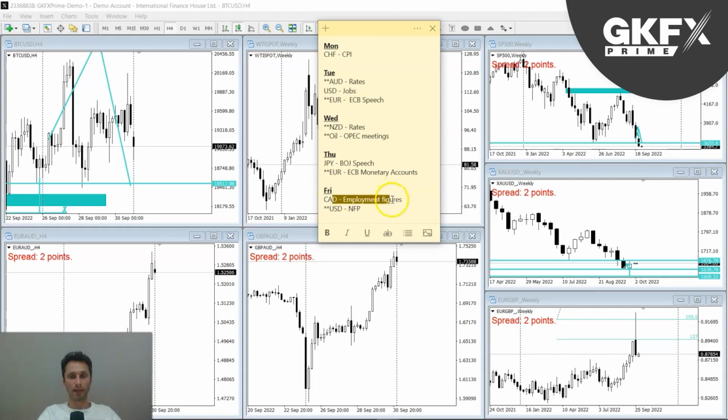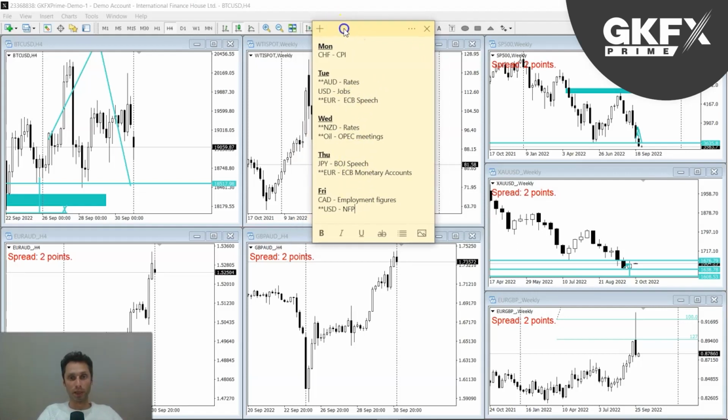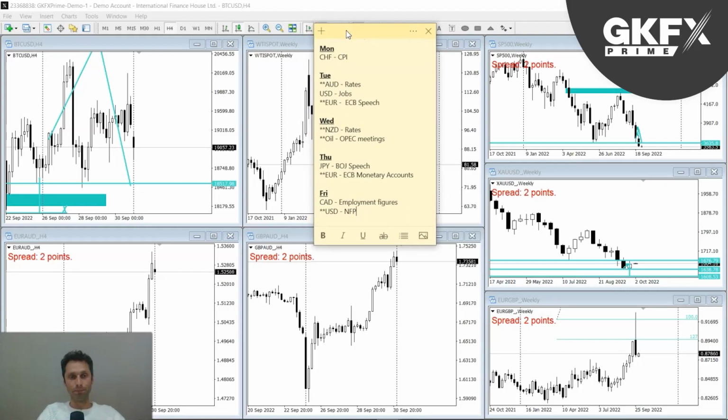We've got CAD employment figures, and of course, because it's the first week of the month, as usual, NFP. So the markets may be preparing for that during the week, but we've got big news throughout the week, lots to pay attention to this week. So could be an interesting one. Let's see how that configures with the charts that we've got for this week. Okay. Right then, let's begin.